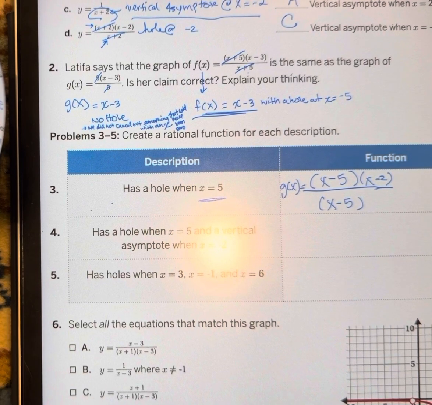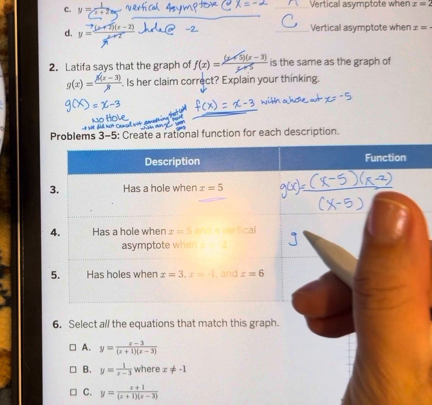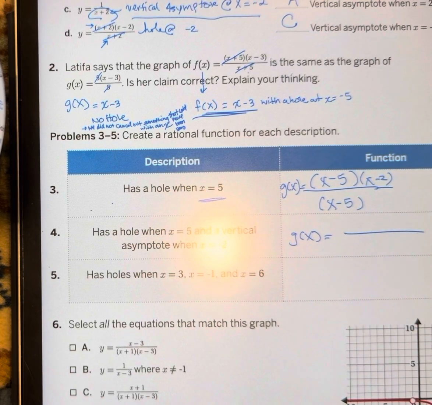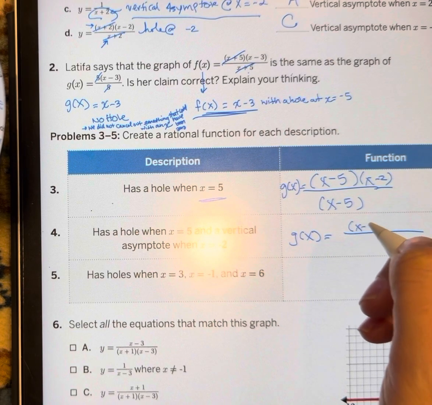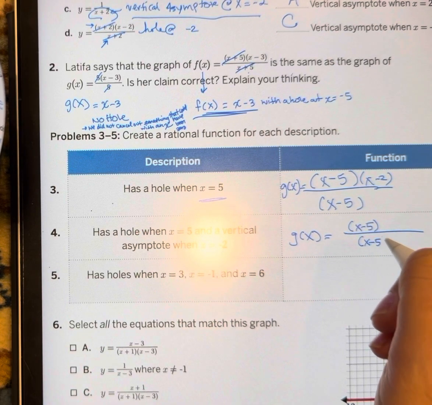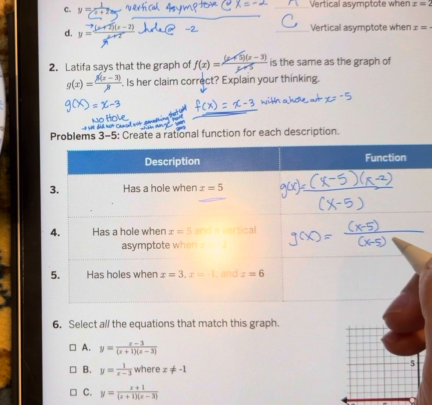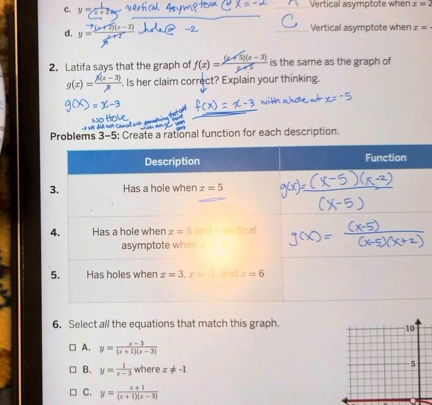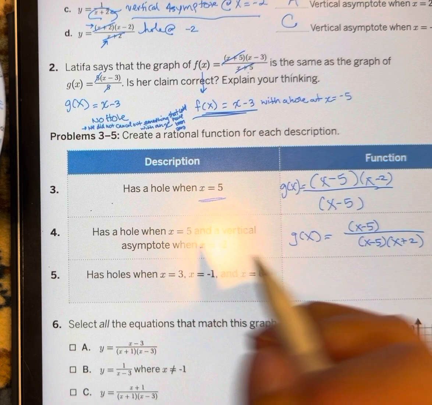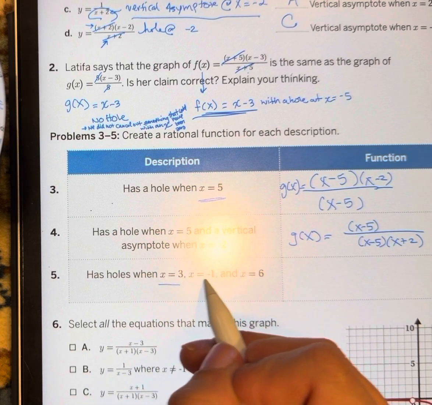Okay, I want a hole at 5, but also a vertical asymptote at -2. So, let's go. A hole at x equals 5 means I need an x minus 5 and an x minus 5 to cancel. A vertical asymptote at x equals negative 2 means I need an x plus 2 in the denominator and no x plus 2 in the numerator. And that's it. Okay.